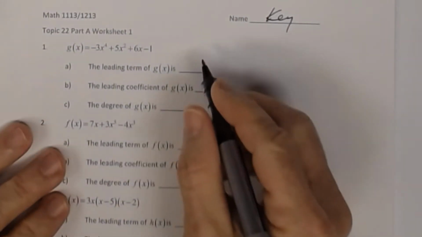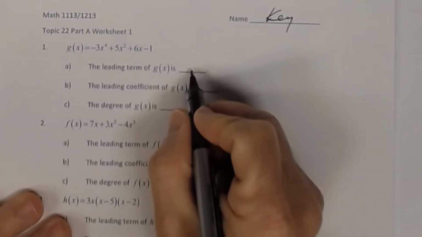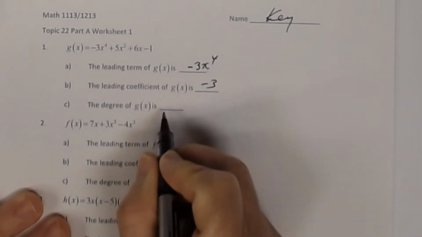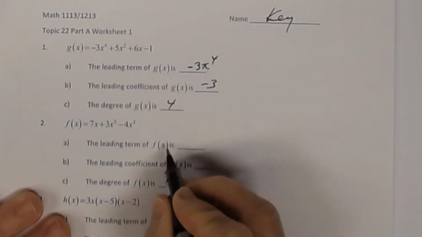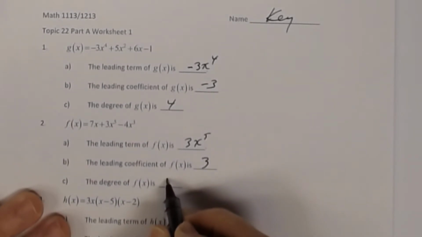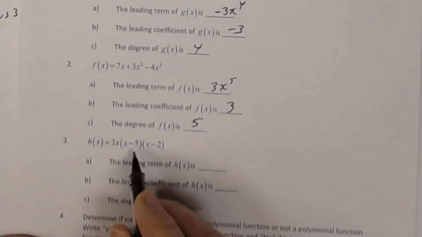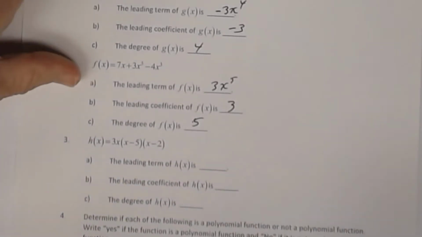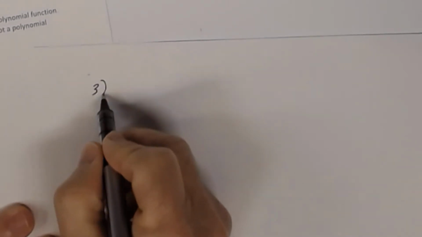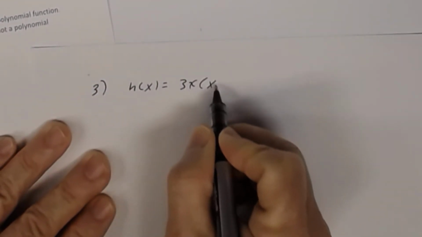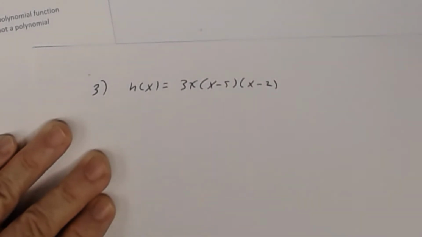Okay, so number 1, go ahead and write this out. We have that the leading term is negative 3x to the fourth, the leading coefficient is negative 3, and the degree is 4. The leading term here is 3x to the fifth, the leading coefficient is 3, and the degree is 5. All right, now let's talk about this one. Okay, so when you look at number 3, you have h of x is 3x times x minus 5 times x minus 2. Okay?